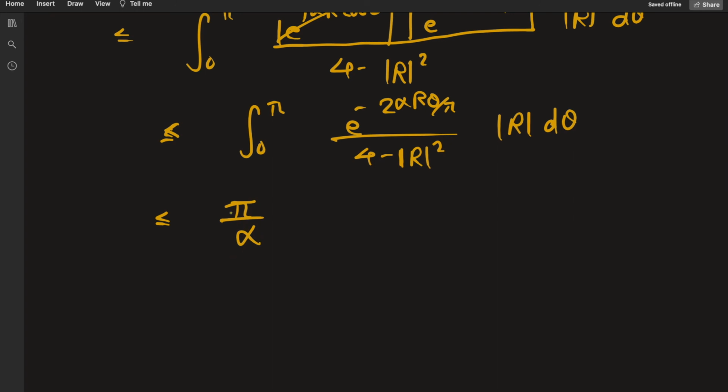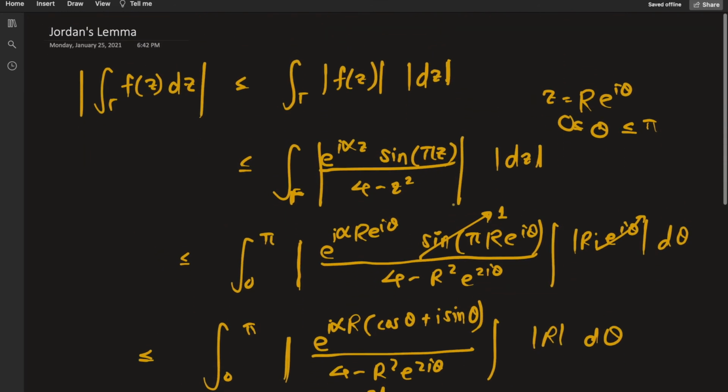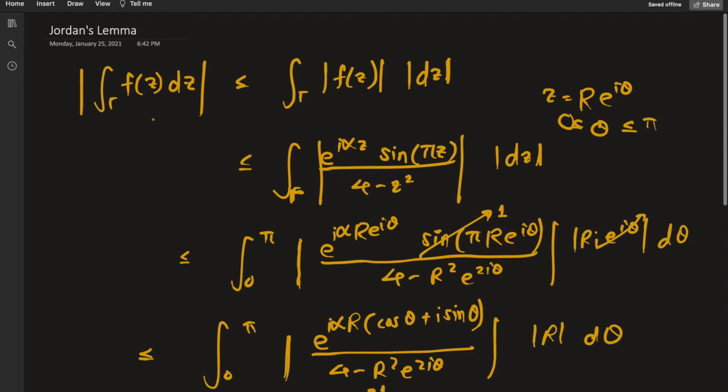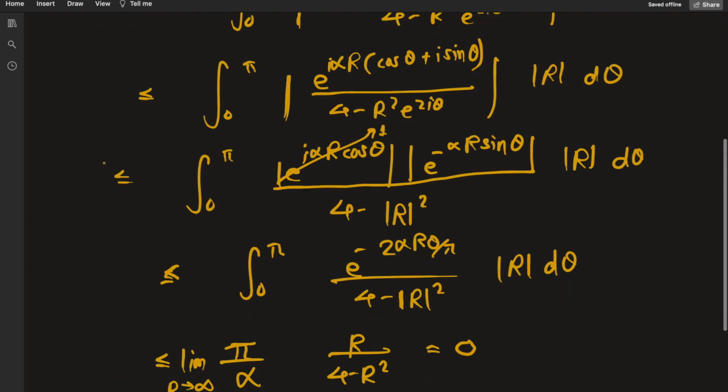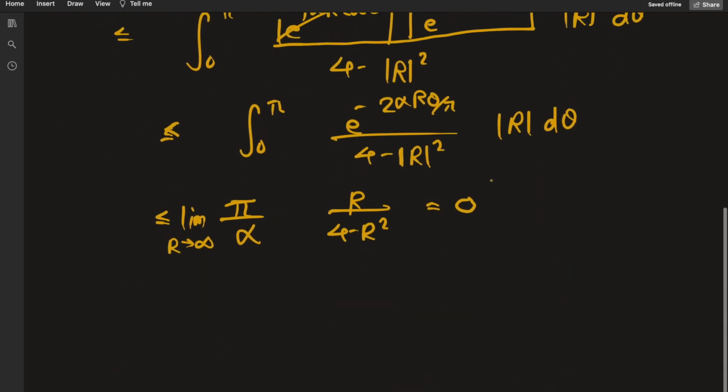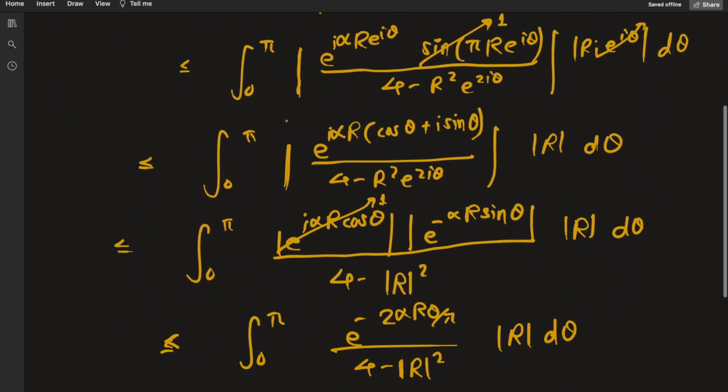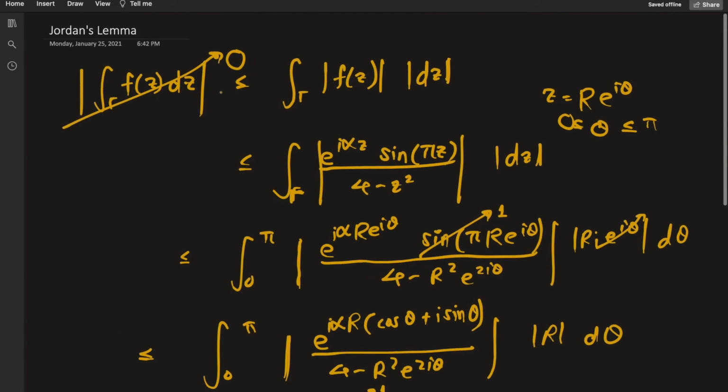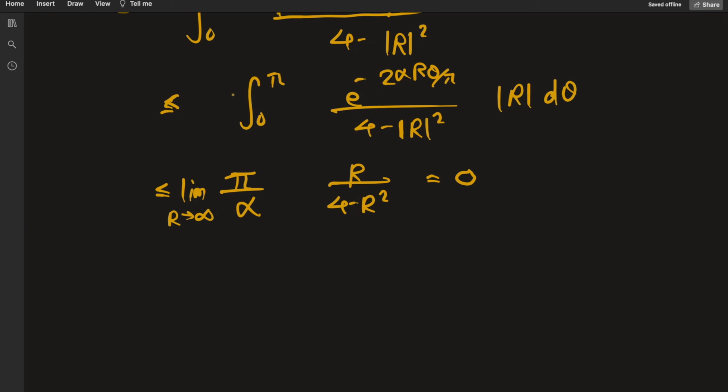I have this less than pi over alpha, and I have modulus of r is going to be r and 4 minus r squared. Now I'm free to take the limit as r goes to infinity. Doing so, I have 0, which means this goes to 0. Because the mod can't be negative, the only way for this series of inequalities to be true is for this guy to be 0. So that gets rid of the integral over gamma. Now let's conclude something.